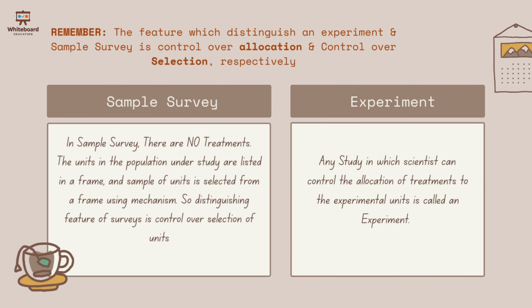Here we have sample survey and experiment. In sample survey, there are no treatments. By the way, a statistical treatment of data is taking raw data and turning it into something that can be interpreted and used to make decisions. Anyways, the units in the population under study are listed in a frame, and sample of units is selected from a frame using a mechanism. This definition is not very important in my opinion. However, experiment is a study in which scientists can control the allocation of treatments to the experimental units. Remember, the feature which distinguishes an experiment or sample survey is control over allocation or control over selection, respectively.